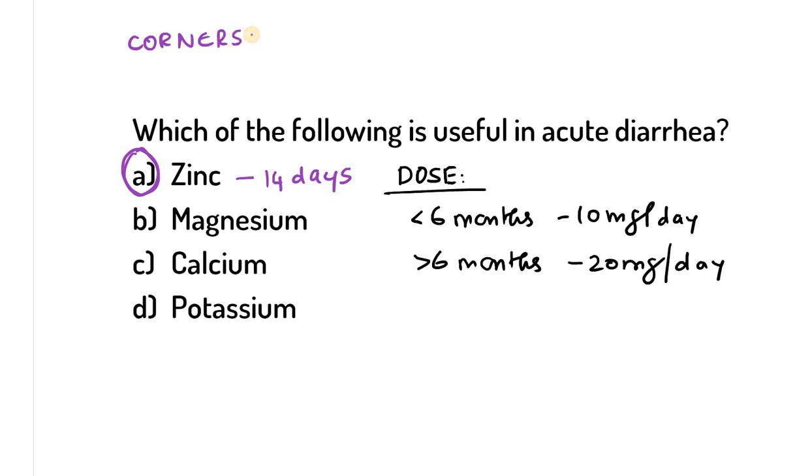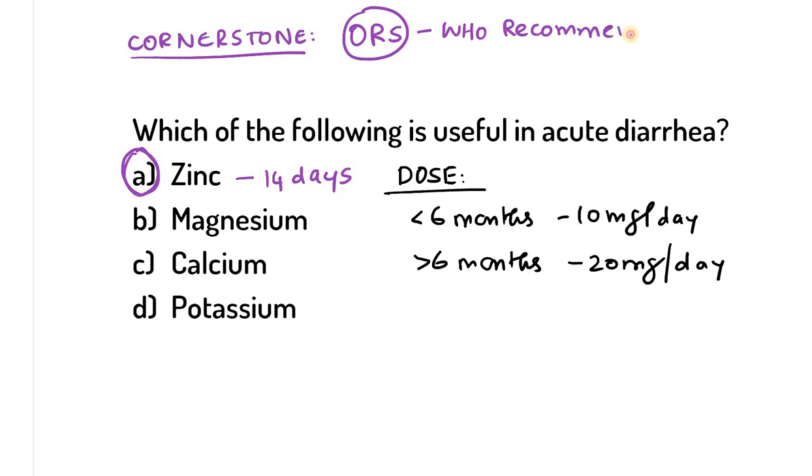Now, if I ask you one more question, in acute diarrhea, what is the cornerstone of treatment? What is the most important part of the management? It is not treatment of an infection. No. It is ORS, oral rehydration solution. What we are now using is WHO recommended low osmolarity ORS. What is the osmolarity? Osmolarity is 245 milliosmoles per liter. That's what I would want you to remember.